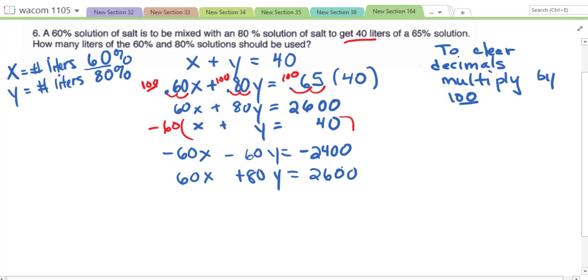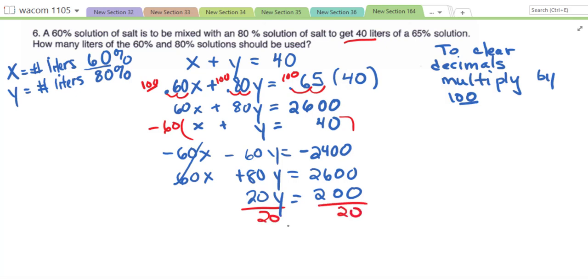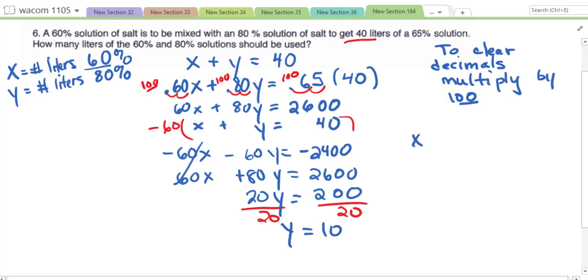Right, now to add them together. So this one will cancel. This gives me 20y equals 200. Divide by 20. And I'm going to get y equals 10. You still have to substitute back. I'll go back to the very original equation. So I have x plus 10 equals 40. I think I could probably do that in my head. Depends on the day, I guess.